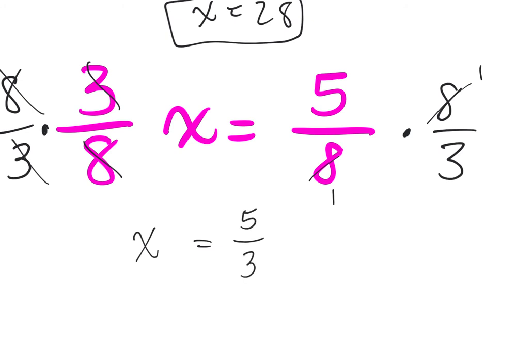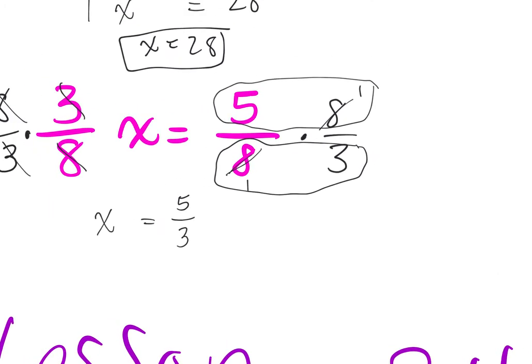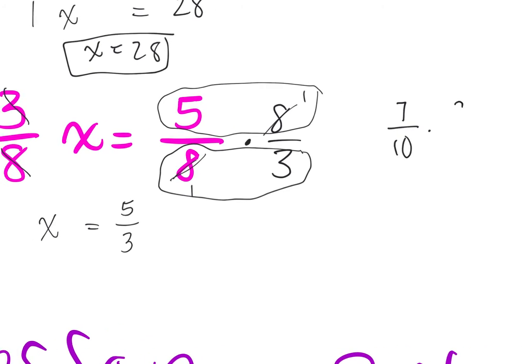Because remember, we take 5 times 1, and we take 1 times 3. Oh, my bad. I looked at cross multiplication. When do we cross multiply? Only when there's an equal sign between them. Okay? When we multiply fractions, let's say we had 7 over 10 times 8 over 3. When you multiply fractions, you multiply straight across. So the 7 and the 8 get multiplied, and the 10 and the 3 get multiplied.